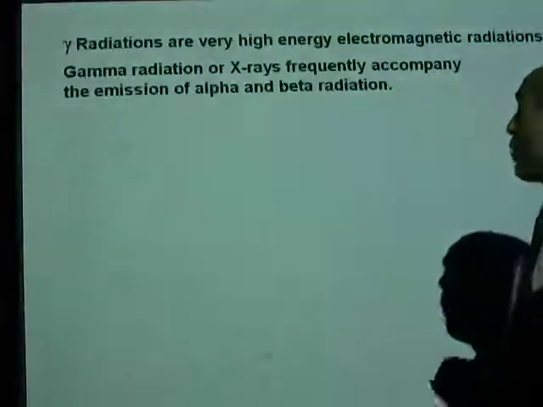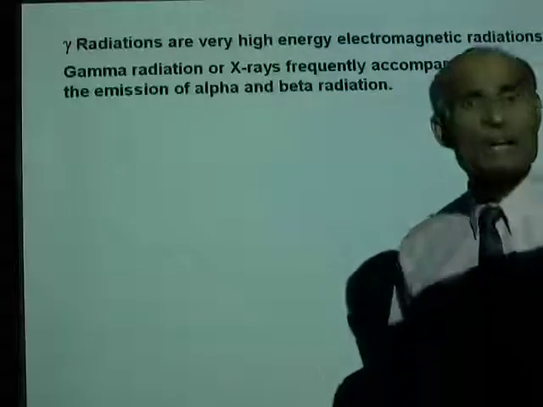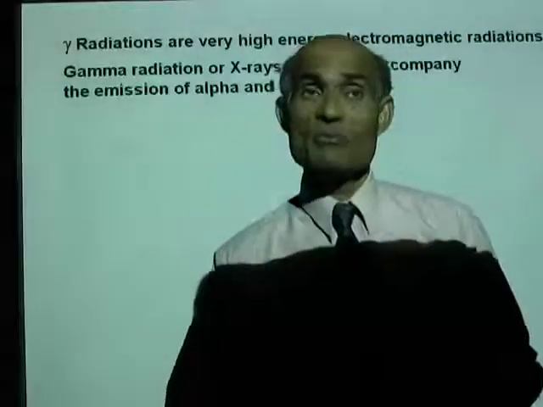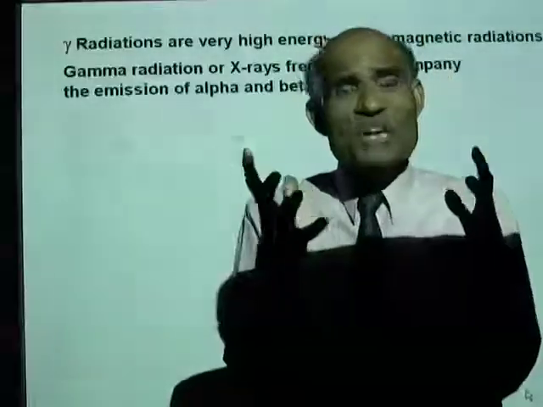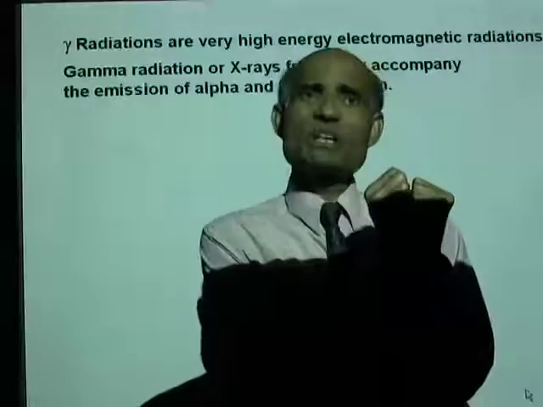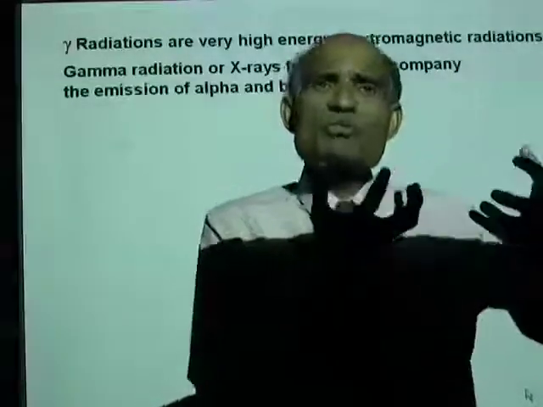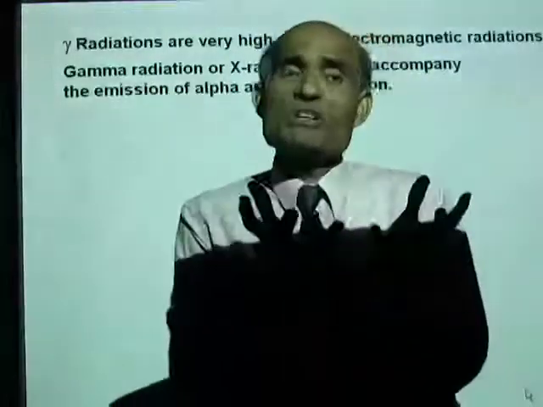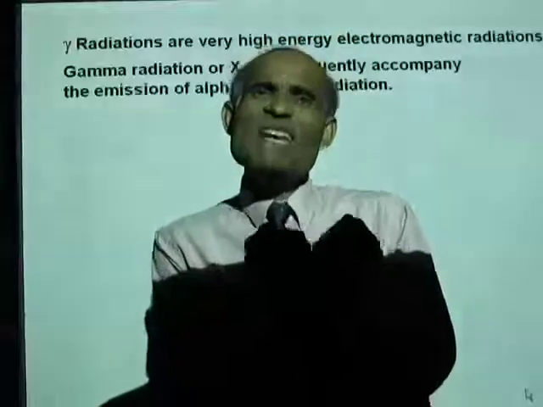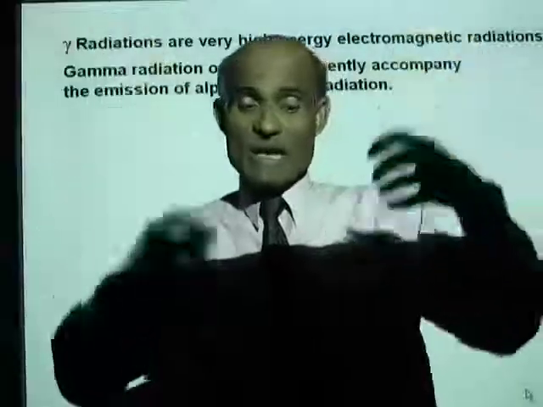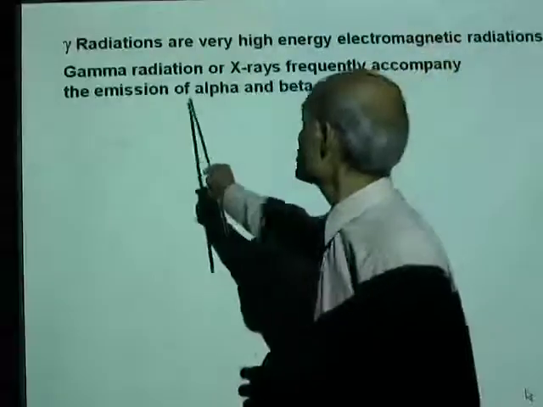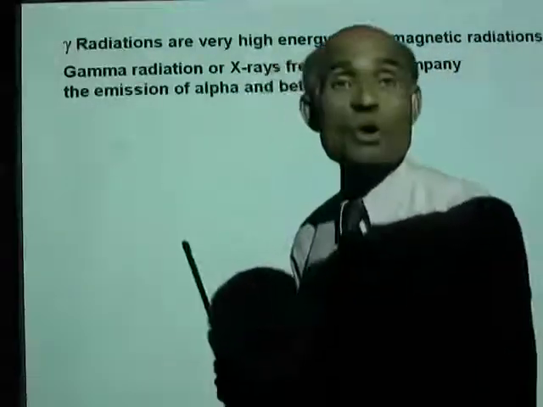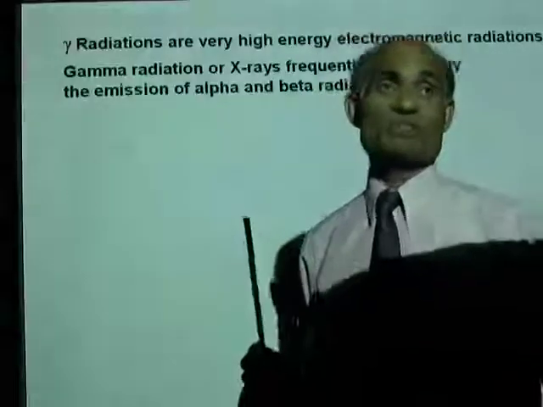Now, gamma radiation or X-rays frequently accompany the emission of alpha and beta radiations. Now, remember, the radiations take place in order to create stability in the nucleus. That means throwing away extra energy. You see, the extra energy inside the nucleus is what creates the instability. Throwing away that extra energy. And most of that energy is carried by these emitting particles, alpha, beta, and also these gamma radiations.